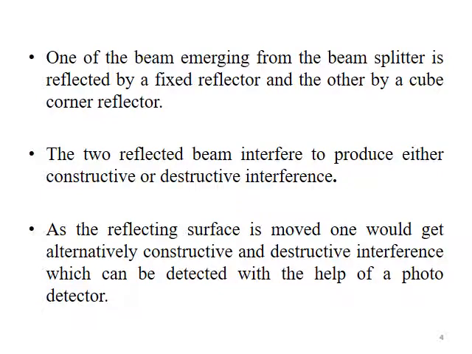One of the beams emerging from the beam splitter is reflected by a fixed reflector, the other by the corner reflector. As the reflecting surface is moved, one gets alternately constructive and destructive interference, which can be detected with the help of a photodetector. This is used on machine tools for calibration and testing, for comparison with standards.